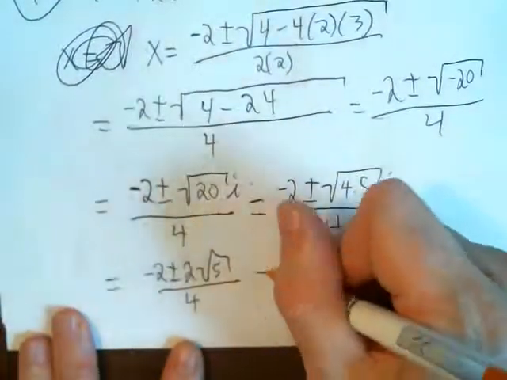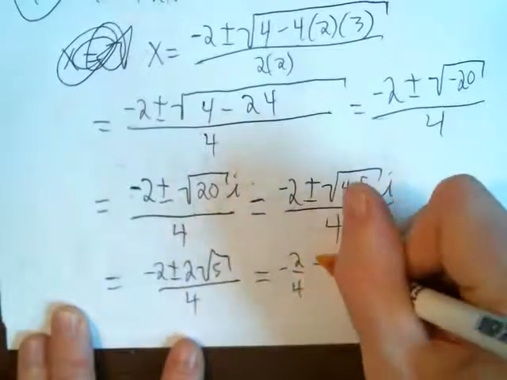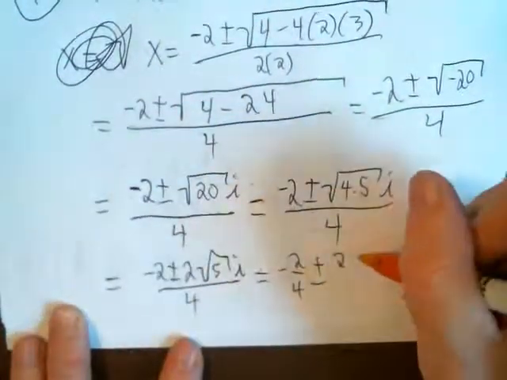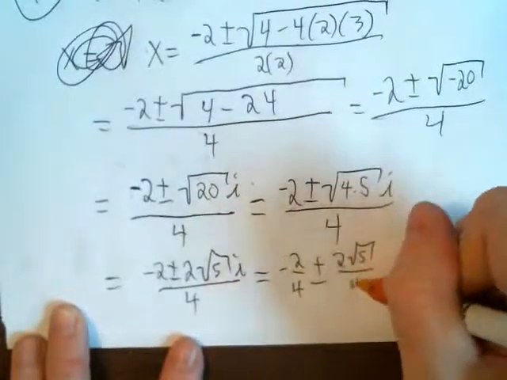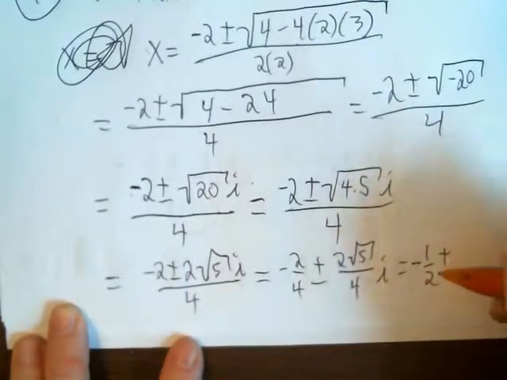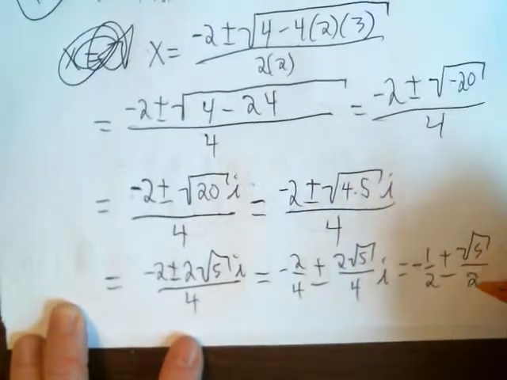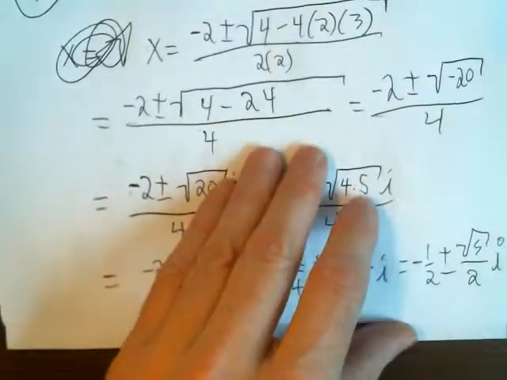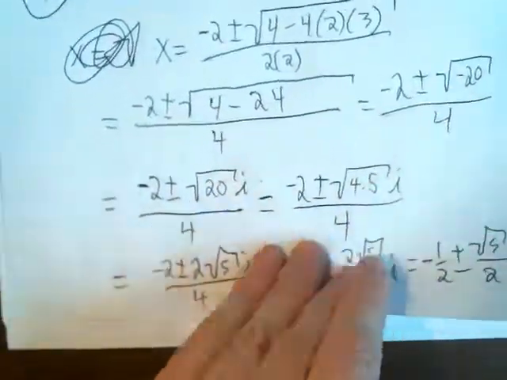And then I'll butterfly it. So I get negative 2/4 plus or minus 2 radical 5 all over 4i. And then simplifying, negative 1/2 plus or minus radical 5/2 i. And that'll be it. All right, so that will finish up the mechanics of the operations of complex numbers. And next time we'll look more at quadratic functions.